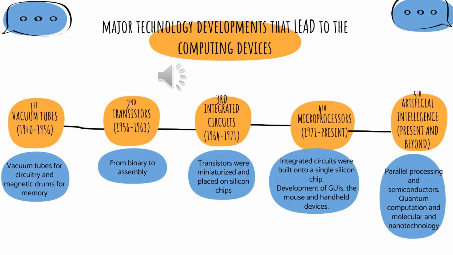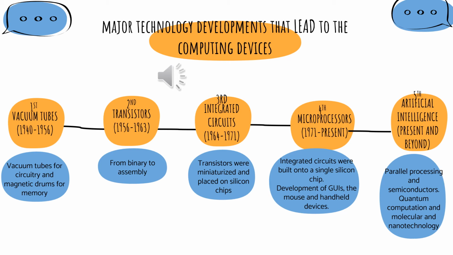The transistor replaced vacuum tubes in the second generation of computers. The transistor was far superior to the vacuum tube, allowing computers to become smaller, faster, cheaper, and more energy efficient than their first generation predecessors.